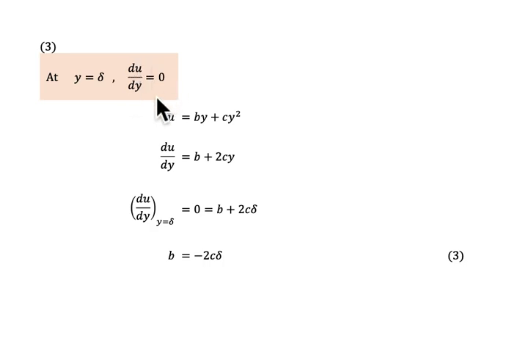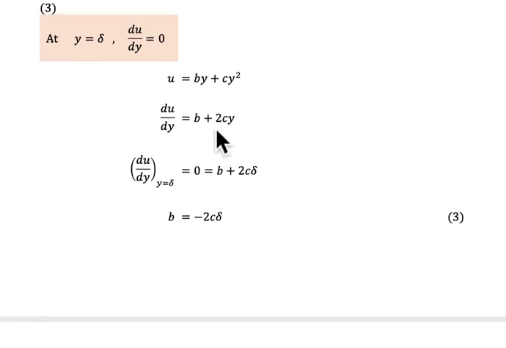So how to get du dy? du dy can be obtained from the velocity profile u equal by plus cy squared. So we have this equation, and du dy of this equation is equal to b plus 2cy. Then we substitute y equal to delta in this equation. We get that b is equal to minus 2c delta. We mention this as equation number 3.